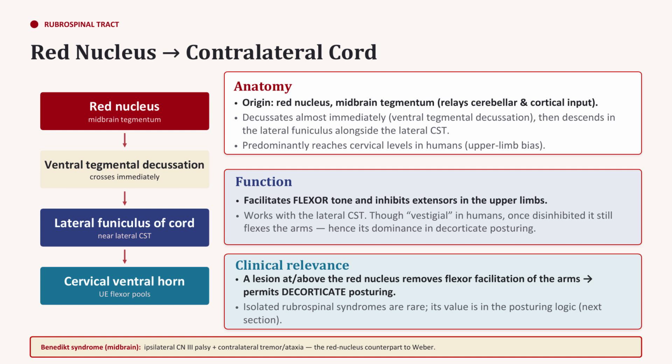Because of posturing. The rubrospinal tract's flexor bias to the arms is exactly what produces the flexed upper limbs of decorticate posturing when a lesion sits above the midbrain and leaves the red nucleus intact and disinhibited. Hold that idea. When we compare decerebrate and decorticate rigidity, the rubrospinal tract is the hero of the decorticate arm. Isolated rubrospinal lesions are essentially never tested on their own. Its exam value is entirely in that posturing story.